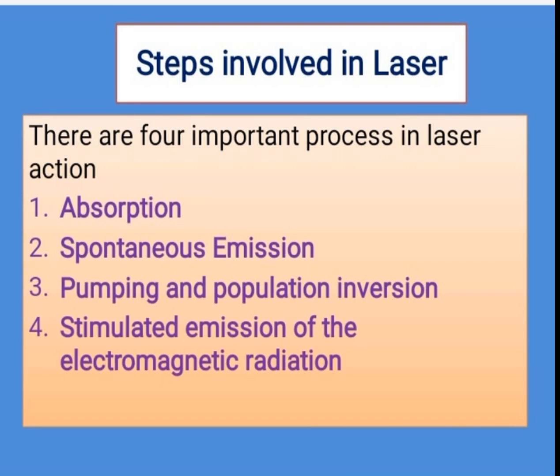What is meant by spontaneous emission? The lower energy level is more stable than the higher energy level, so the electrons tend to occupy the lower energy level. These electrons in the higher energy level decay into the lower energy level with the emission of electromagnetic radiation. This process is known as spontaneous emission.